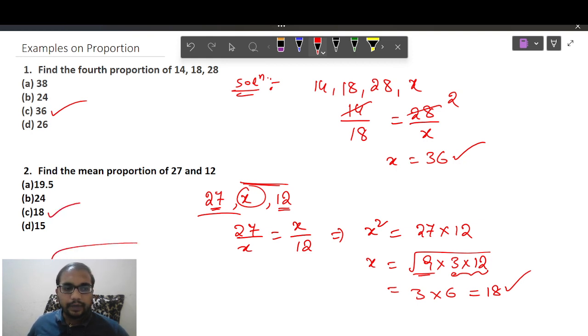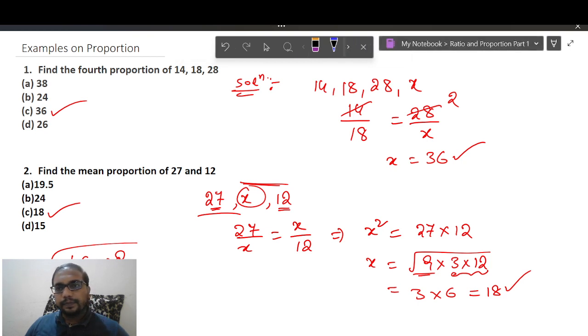Instead of multiplying, just do the factorization. For example, if you have under root 16 into 9 anywhere, you will not multiply it, right? Because 4 into 3 you can do directly. In the same way, try to do the factorization, don't do the multiplication. Clear, friends?